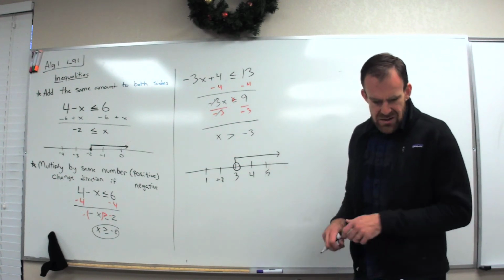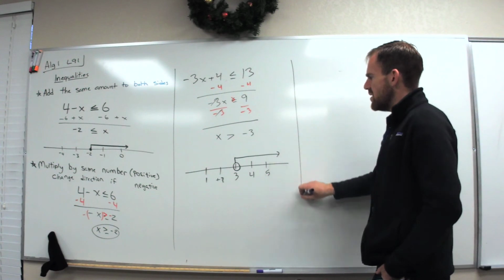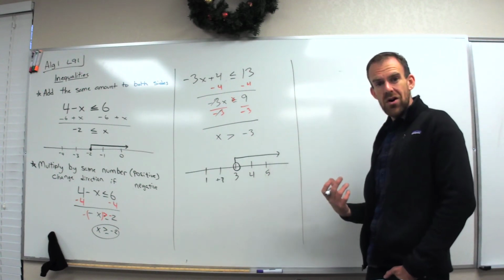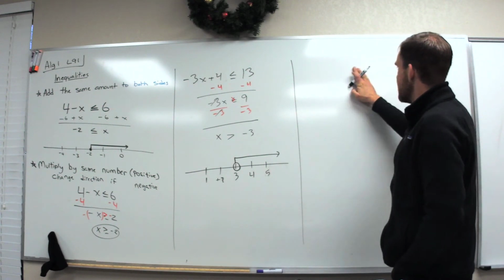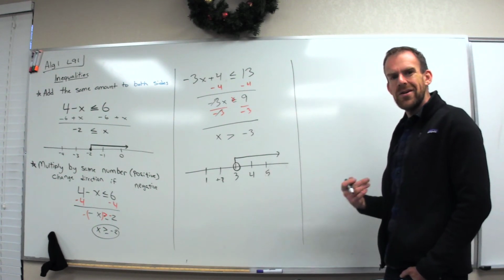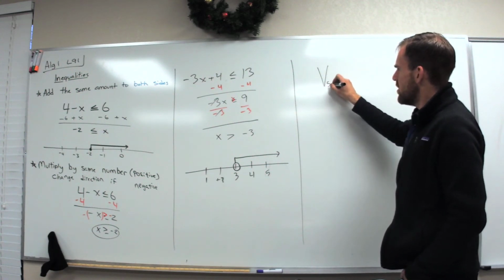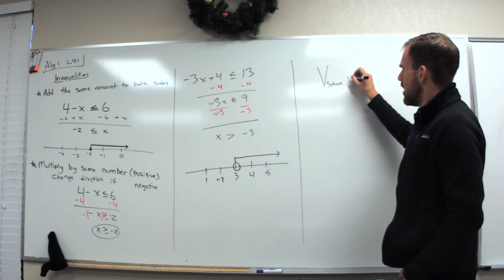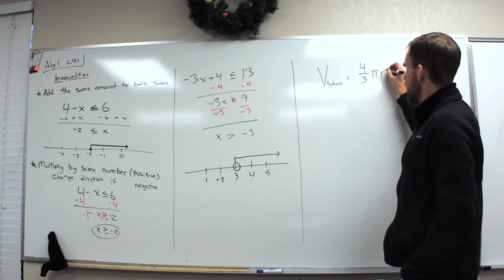All right, now let's move on to the next section of this lesson. We're going to learn 2 more formulas that you have to know, and that is the volume and surface area of a sphere. So write this down in your notes. It will appear on Thursday's equation quiz. So the volume of a sphere is 4/3 pi r cubed.